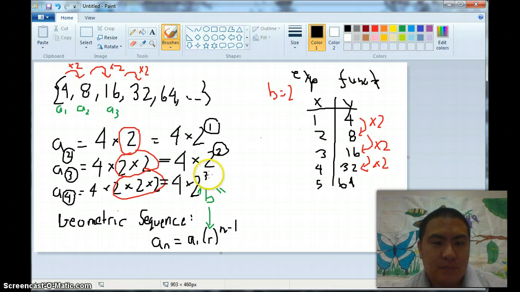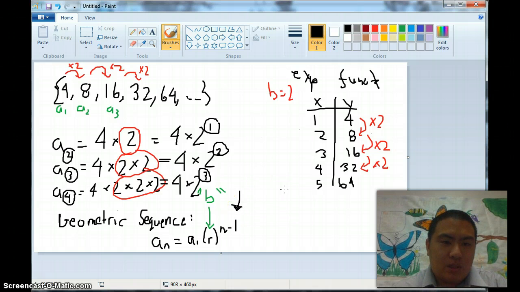Okay? Now, if you notice, every time, whatever the n is, it's 1 less. Right? 1 less. What's 1 less than 2? 1. 1 less than 3? 2. 1 less than 4? 3. And that's where this comes from: n minus 1. And that's why we do it for the sequences.